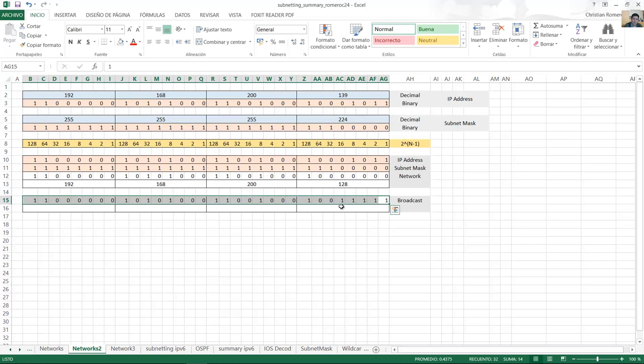In decimal, 192.168.200. This is 128 plus 16 plus 8 plus 4 plus 2 plus 1. 128 plus 31, 159. So 159 is the broadcast address.